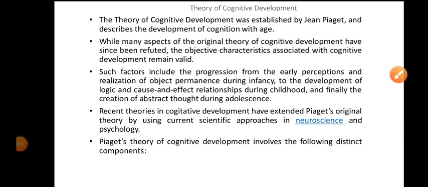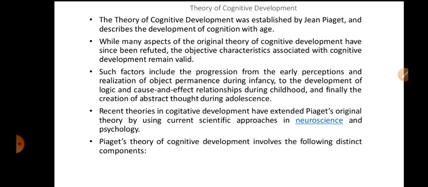Students will see the next part of cognitive science, and under this we'll see the theory of cognitive development. The theory of cognitive development was established by Jean Piaget. It's the name of a particular scientist, Jean Piaget, and describes the development of cognition with age, how the mind develops as per the age. Its main intention is to research how the mind develops with age.